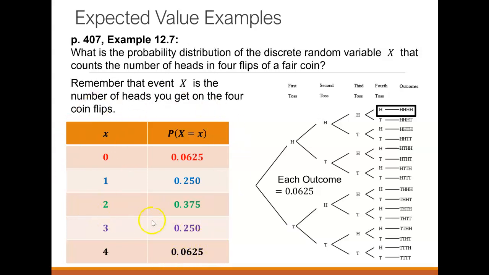So here's our probability distribution. That took a little bit of effort because we had to draw out and figure out how many outcomes of each were possible and figure out the probability of each of those outcomes.